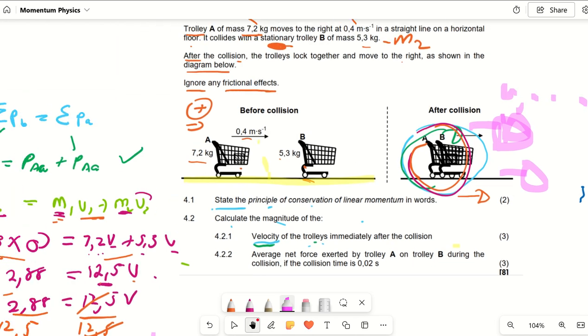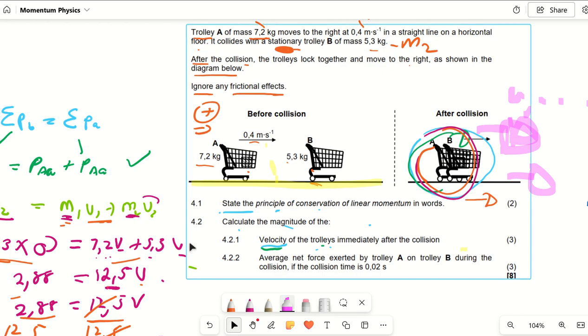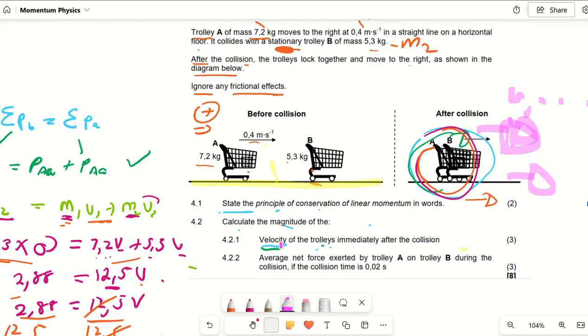Is everything clear? Yes. So let's pause this.